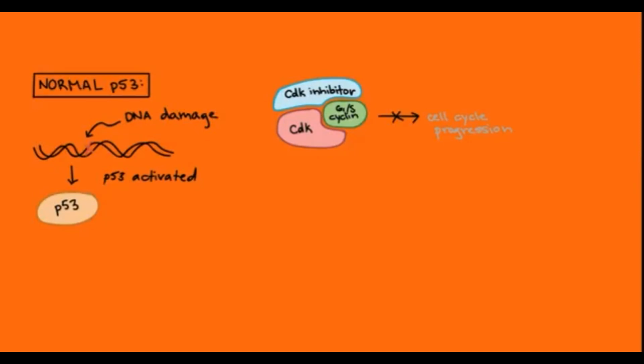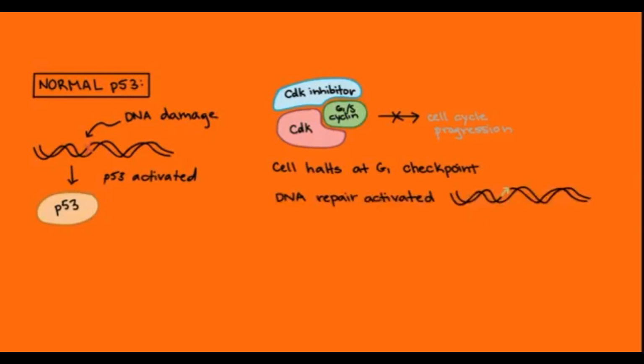But if the damage is not fixable, then P53 will play its final role, which is triggering apoptosis or cell death, so that this damaged DNA is not passed on and doesn't cause cancer. So recap, the cell halts at the G1 checkpoint and DNA repair is activated. But if the repair is impossible, then cell death is triggered.